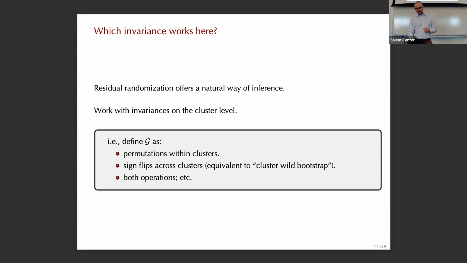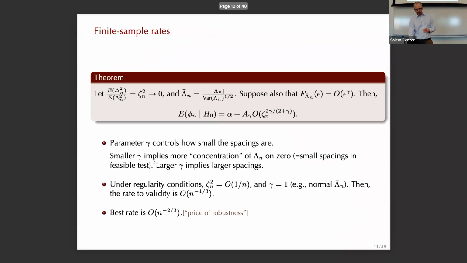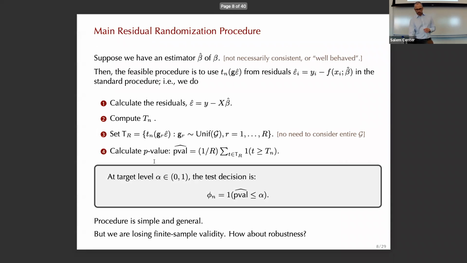So how can you apply residual randomization? It's actually quite simple. You can still apply that procedure over here. The only thing that changes is this little g: you make sure that you permute within clusters, or you swap signs across clusters, or you do both. That's it. This is what I meant by a unified way of inference, one single procedure. So you just plug in your G, and you use the exact same procedure.